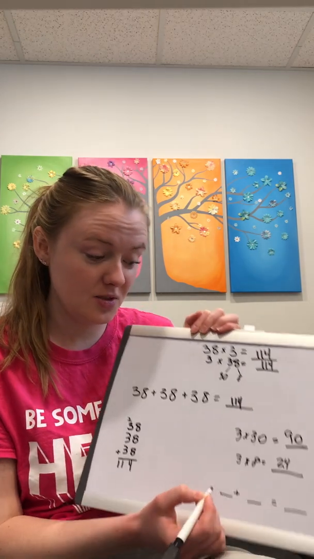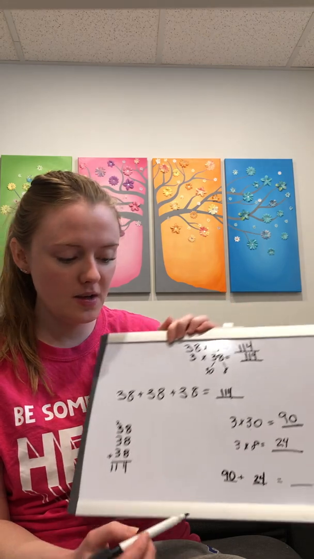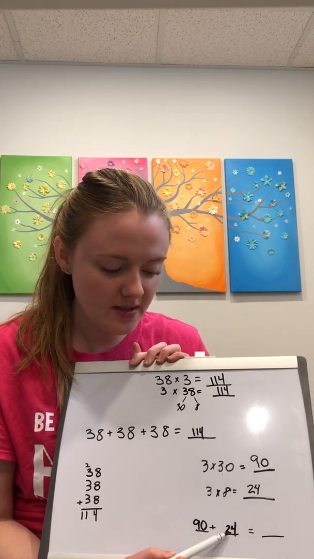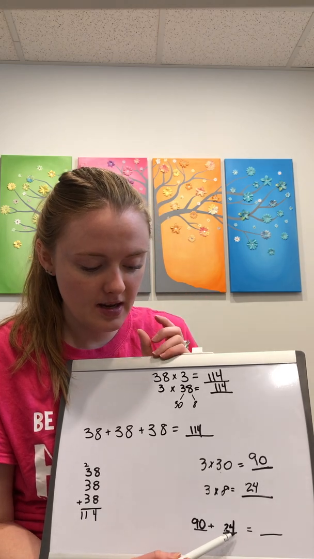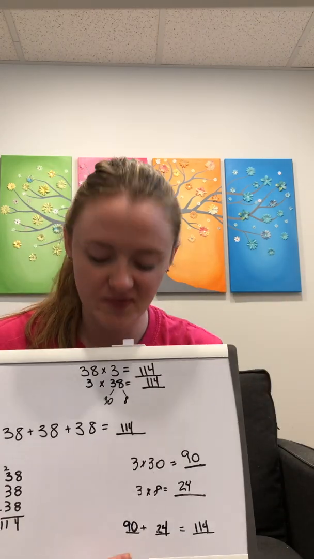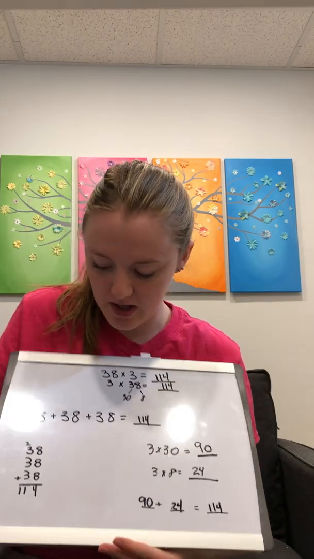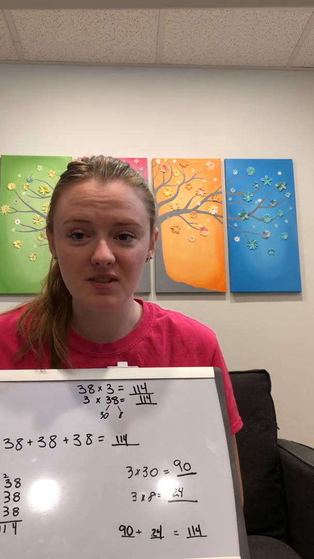So now I need to do 90 plus 24. Well, I know that 90 plus 20 is 90, 100, 110, and then I add my leftover 4, that's 114. Yay, so I got the same answer. Either way works. There's lots of other ways you can use to solve it too.